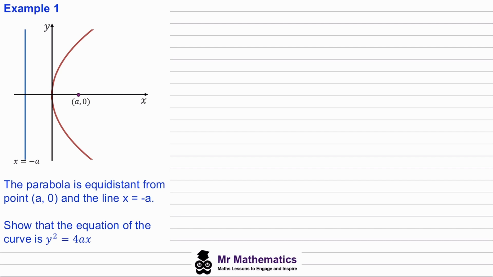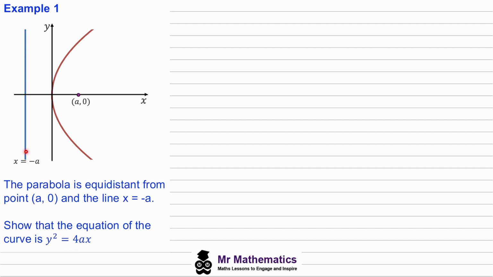So in example 1, we're given the parabola, this red curve here, is equidistant from a point (a, 0) and the line x equals negative a. We've been asked to show that the equation of the curve is y squared equals 4ax. And this is the general equation of a parabola for conic sections. So there's a few things that we need to know.